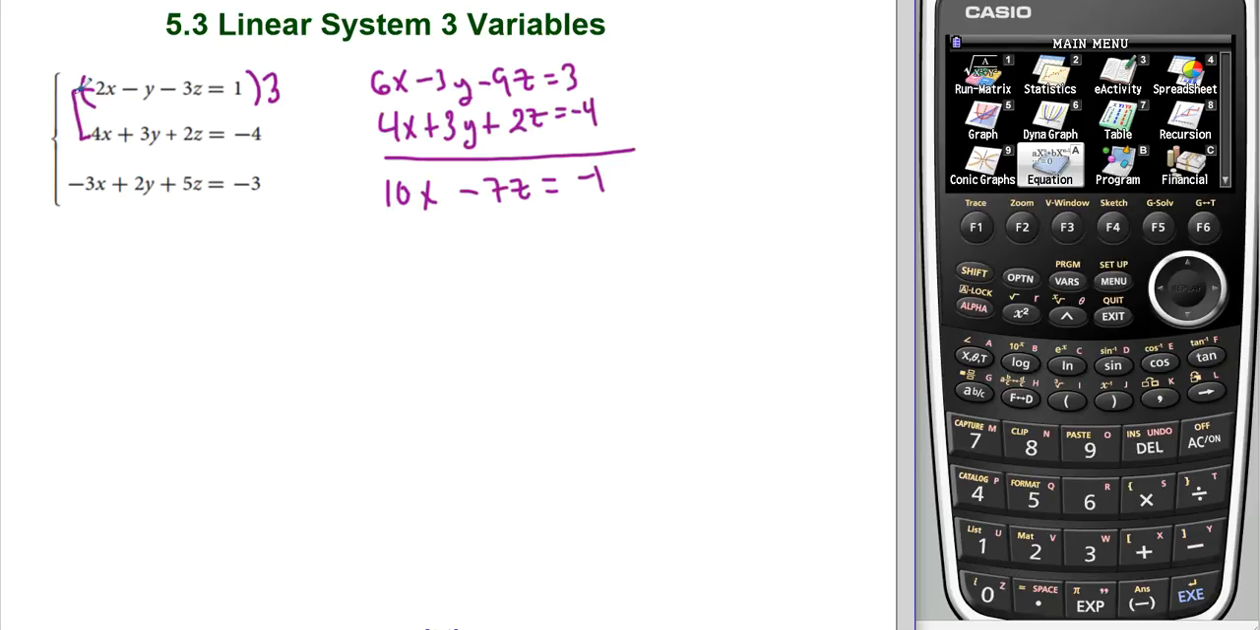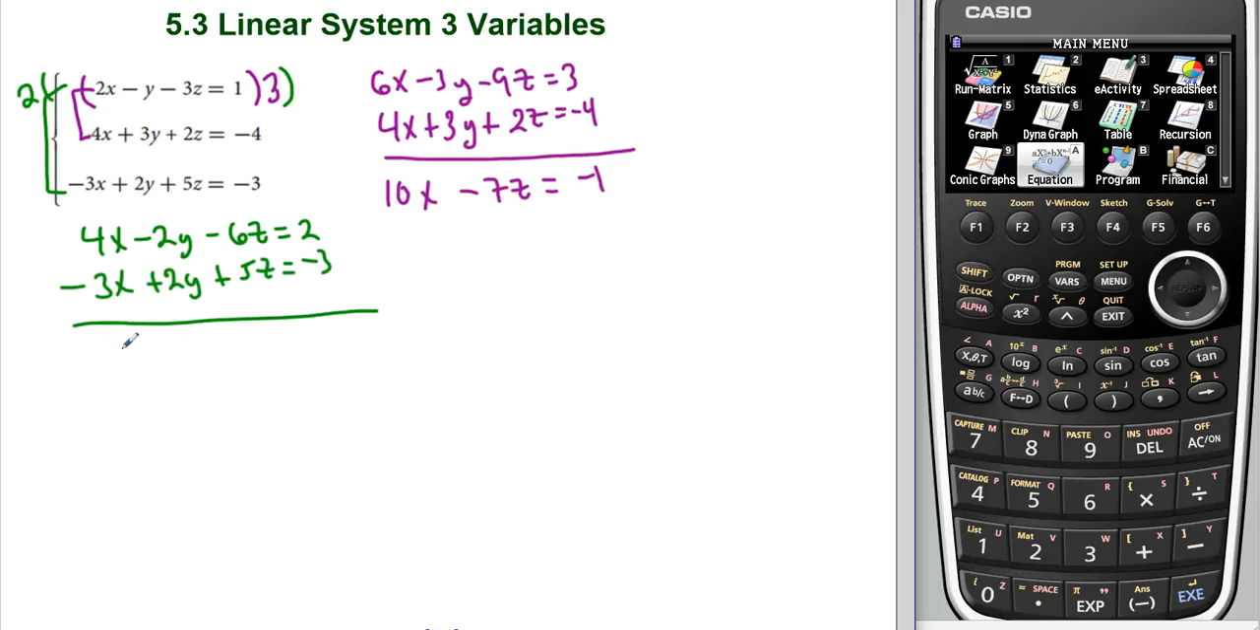Now I'm going to come over here and do the same thing to this one right here. I want to get opposites. I want a negative 2y up here, so I'm going to multiply the top by 2. All right, so I'm going to rewrite everything. 4x minus 2y minus 6z is equal to 2. And this is negative 3x plus 2y plus 5z is equal to negative 3. And I'm going to add. That gives me x. The y is eliminated. That gives me negative z, and that gives me negative 1.